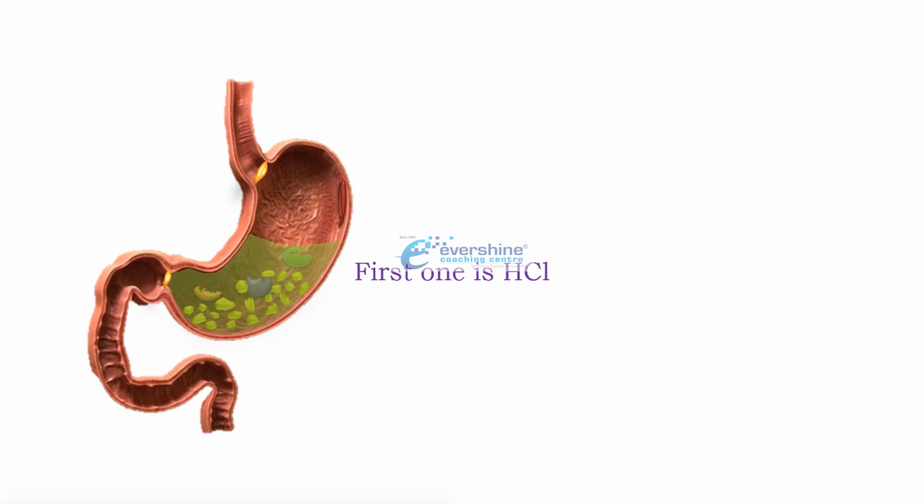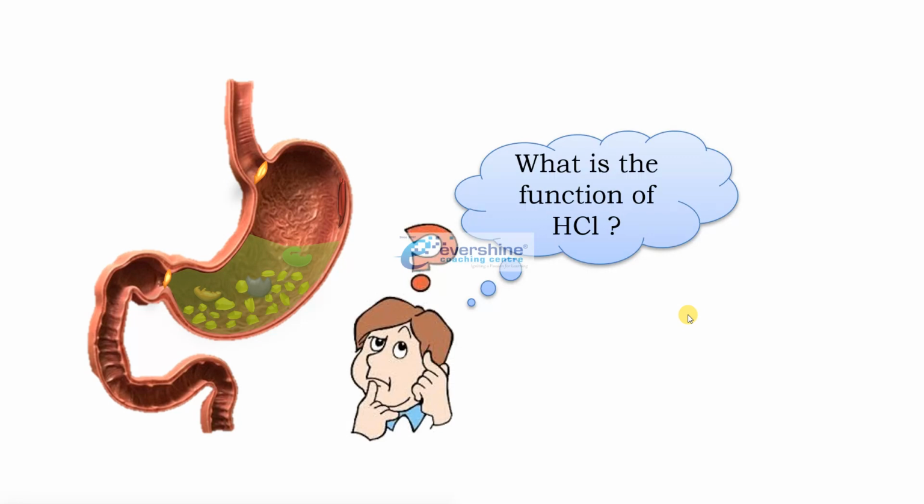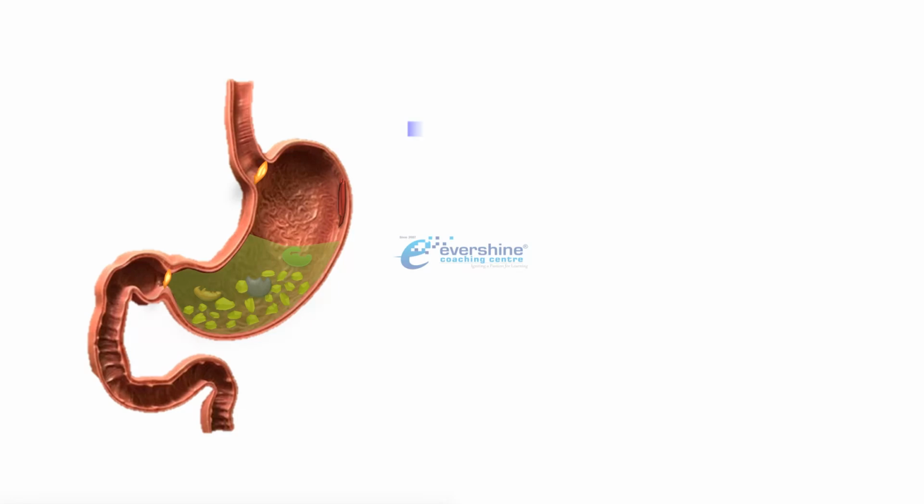Hydrochloric acid. First they have released. Here the first one is HCl. Now, this is one of the most important questions. What is the function of HCl in the stomach? Let's see. HCl kills the germs present in the food.